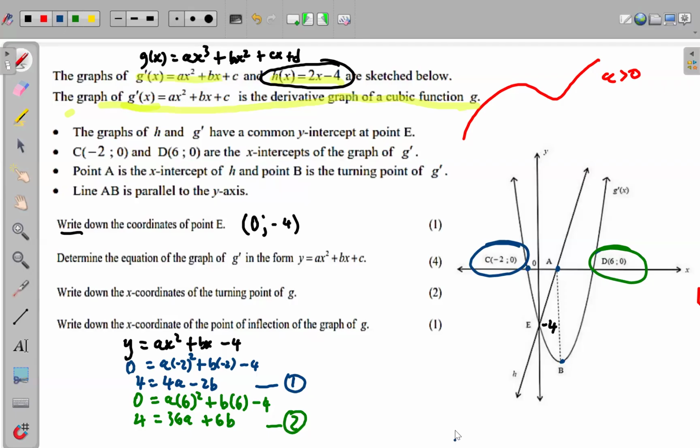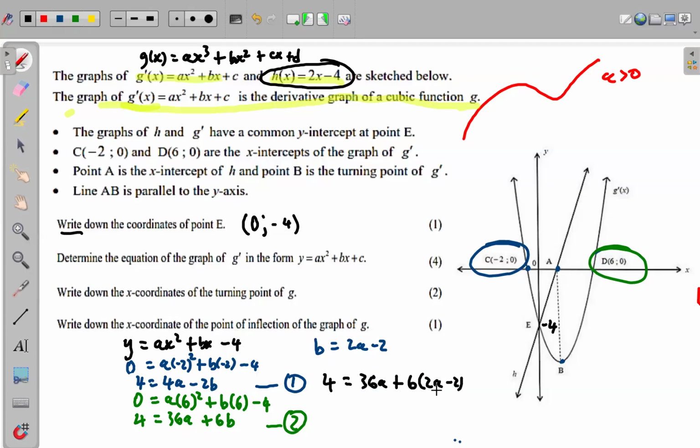So from equation 1, I'm actually going to make b the subject of the formula there. And I hope you'll agree with me that in making b the subject of the formula, I will eventually divide by 2. And so it will become 2a minus 2. That's what b will become. And then I will substitute into the green equation. So where I see a b, I will put in 2a minus 2.